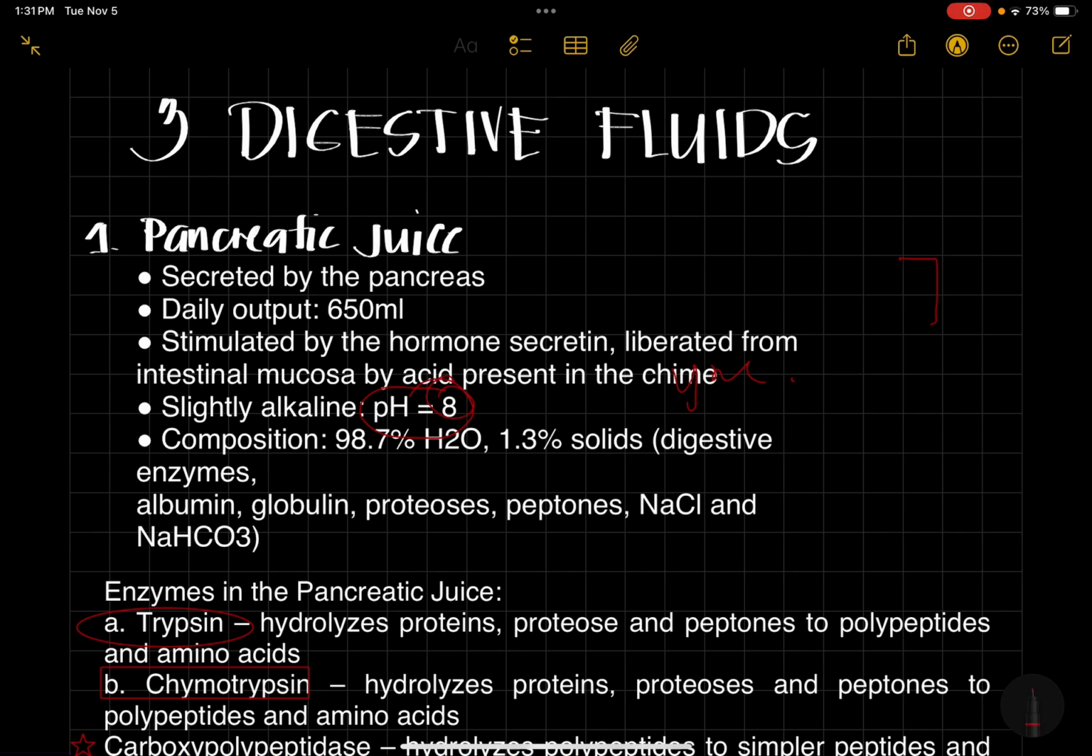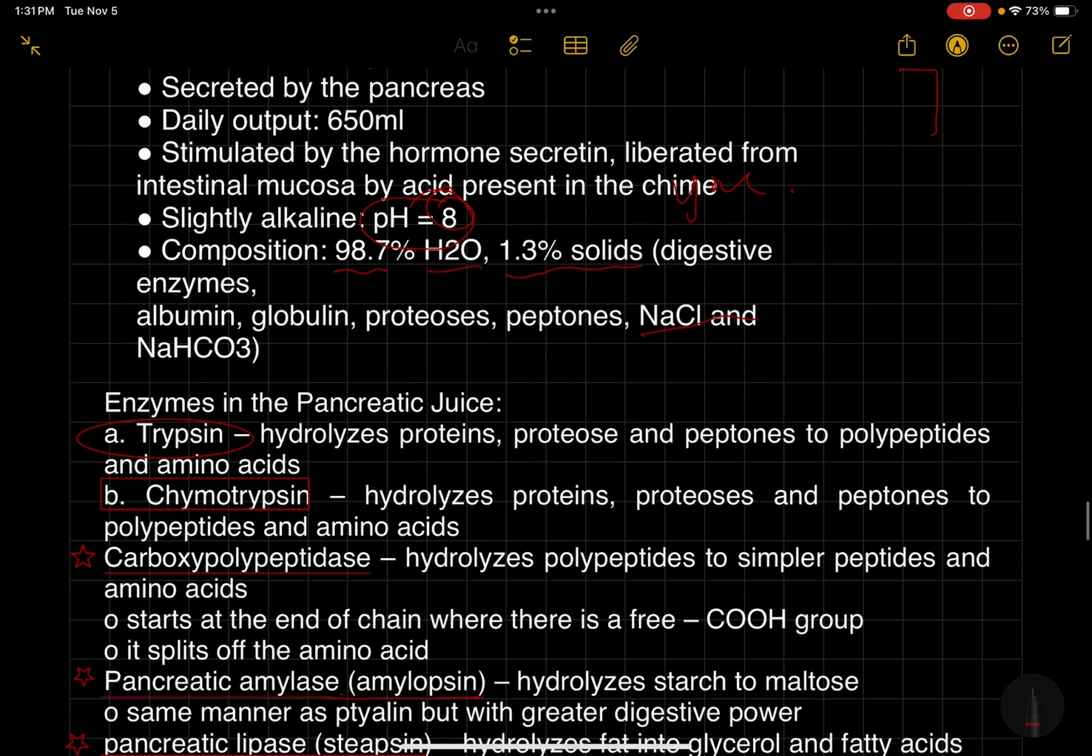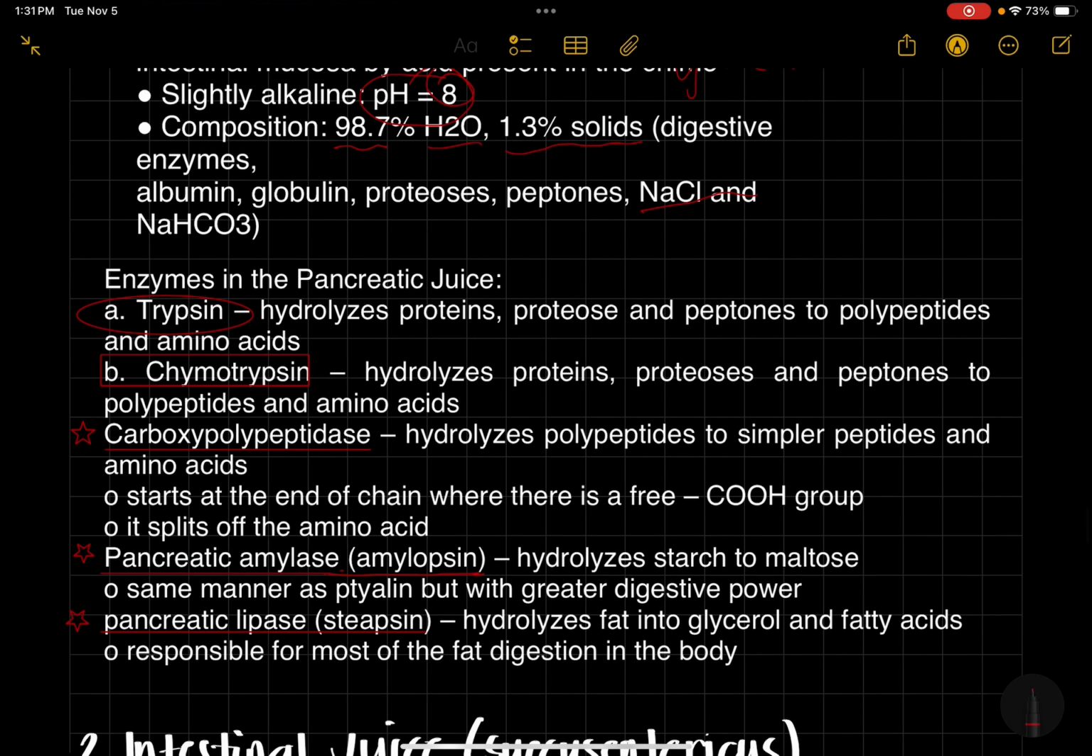Composition: 98.7% water, 1.3% solids: digestive enzymes, albumin, globulin, proteoses, peptones, sodium chloride, and sodium bicarbonate. We have enzymes in the pancreatic juice. We have trypsin, which hydrolyzes proteins, proteoses, and peptones to polypeptides and amino acids.